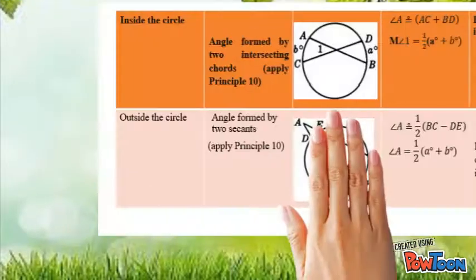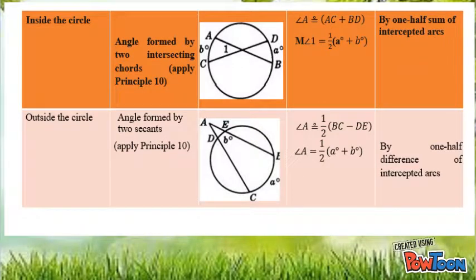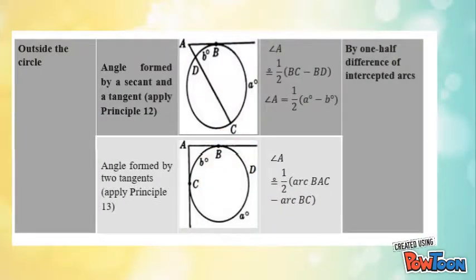Inside the circle: angle formed by two intersecting chords, apply principle 10, measured by 1/2 the sum of intercepted arcs. Outside the circle: angle formed by two secants, apply principle 11, measured by 1/2 the difference of intercepted arcs. Outside the circle: angle formed by a secant and a tangent, apply principle 12; angle formed by two tangents, apply principle 13; measured by 1/2 the difference of intercepted arcs.